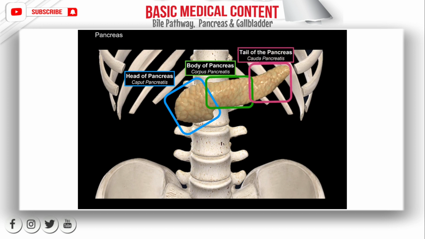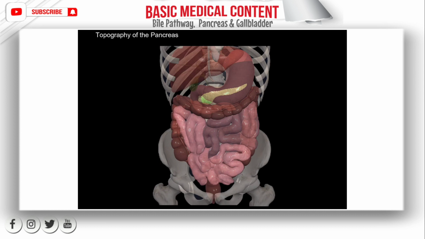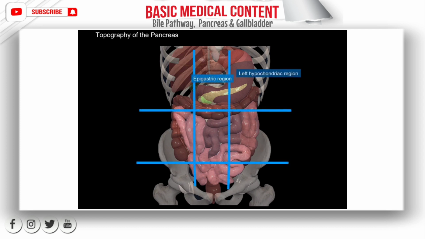The lowest point, which is the pancreatic head, lies in front of the second lumbar vertebra, and the highest point is up to the first lumbar vertebra. And at the end, at the tail, you'll find the spleen resting next to it. Now topographically, here I've faded away all other structures so that we can see the pancreas. The pancreas lies in the epigastric region and the left hypochondriac region. So the head and the body lie in the epigastric region, and the tail lies in the left hypochondriac region.